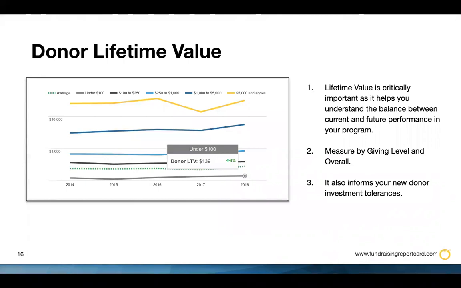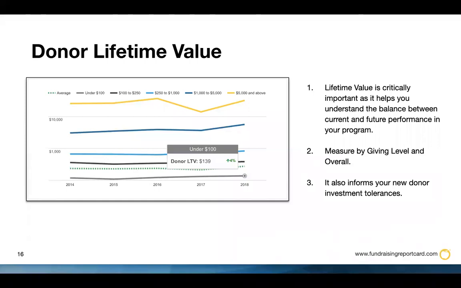So for this organization, if they're spending $139 or more, that's not a good investment. They are losing money on those newly acquired donors. Anything less than $139, they're netting money. I happen to know this organization acquires donors for about $30. So there's about $190 additional lifetime value from those individuals.